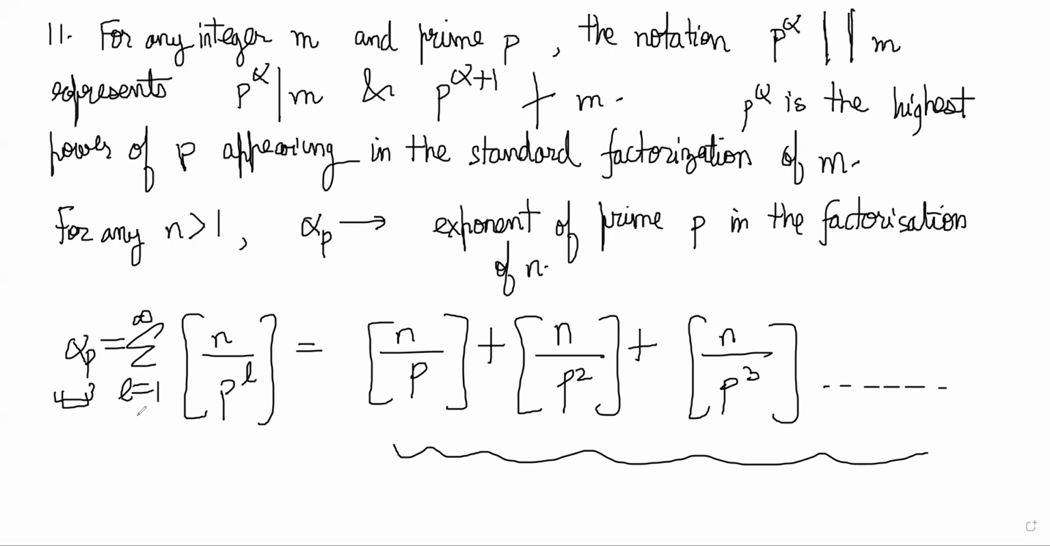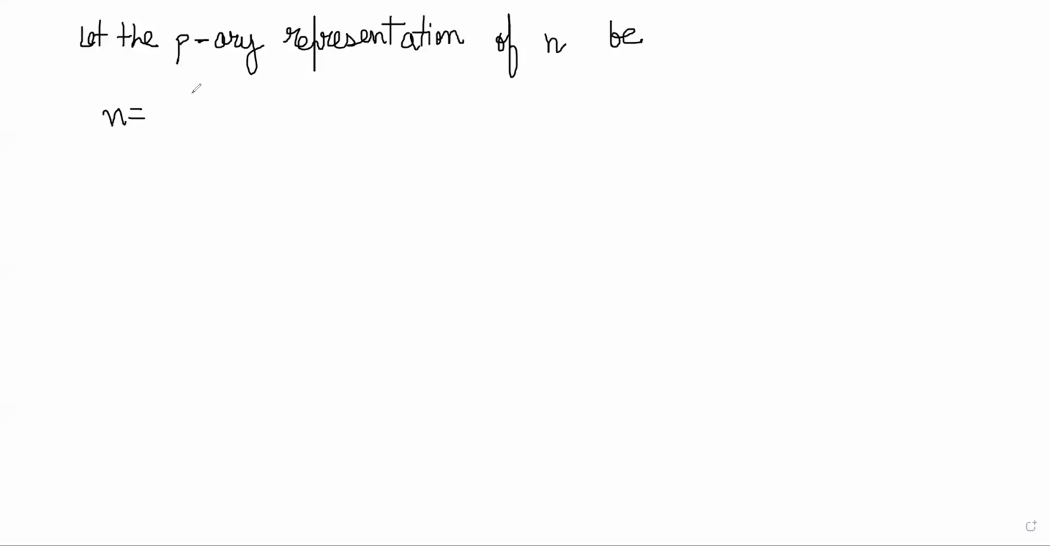So that is your alpha p. Now there is an alternative version of this formula. If you want to find the coefficient of the highest power here of prime p, we can also do this. Let the p-ary representation of n be n is equal to a_k-1 ... a_0 in base p. What do we mean by p-ary representation? So usually we use base 10 as our system of numbers.